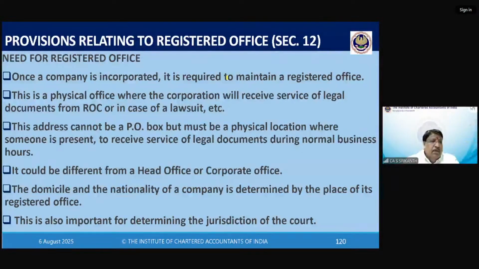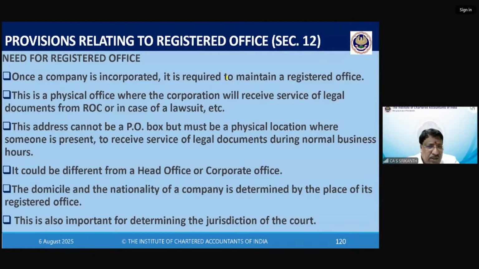Suppose police wants to send an arrest warrant, or the court wants to send a notice, or the registrar wants to send a notice, or I am a plaintiff, I want to file a suit against you, and I want to send you a copy of the plaint. All that shall be sent, must be sent, should be sent only to the registered office. If it is sent to any other office, it is not valid service.